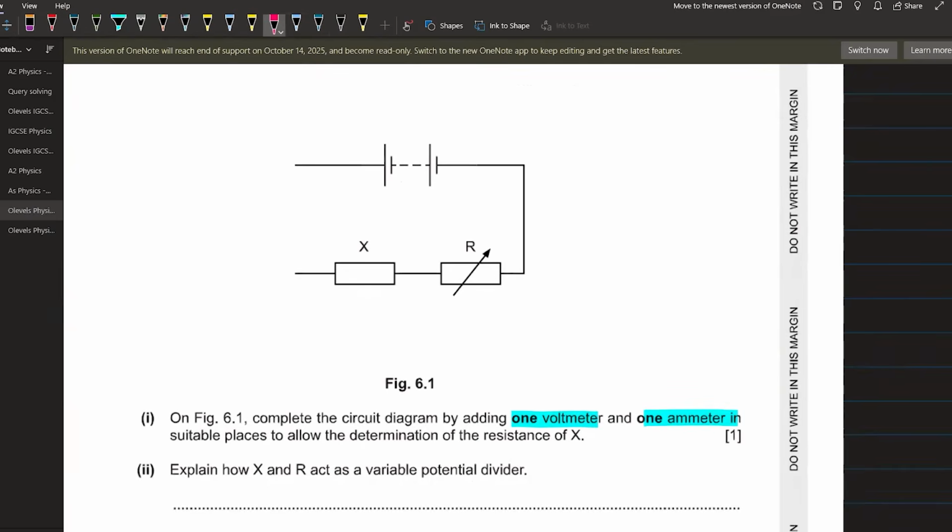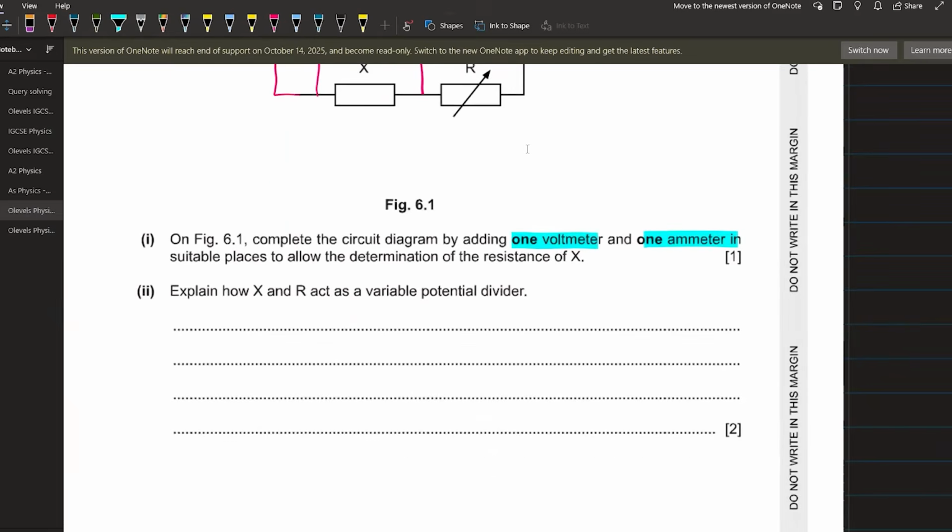बेटा resistance X किस तरह निकालोगे? By placing a voltmeter in parallel like this and placing an ammeter in series like this. Resistance X किस तरह निकलेगी? By placing a voltmeter in parallel, ammeter in series. Simple. Explain how X and R act as a variable potential divider. बहुत ही अच्छा question. How X and R behave as a variable potential divider.